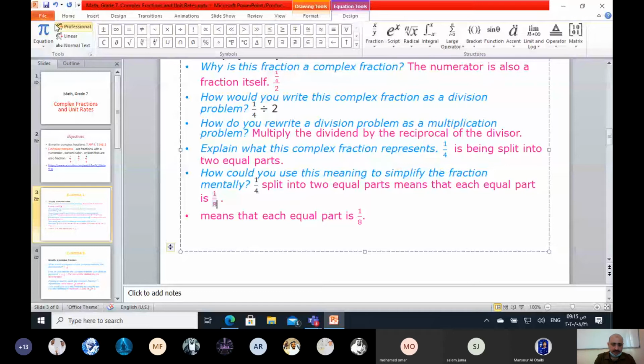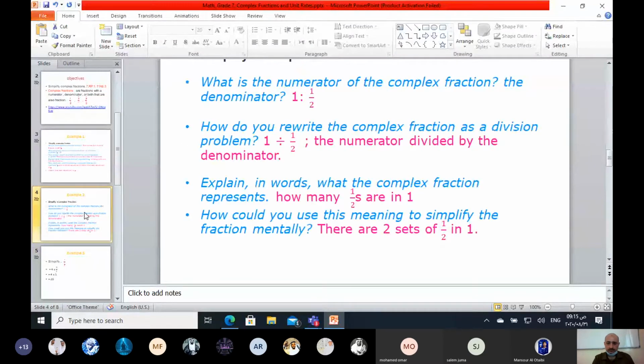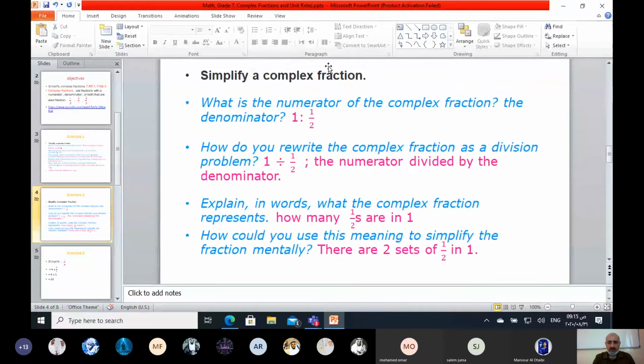This example mentally. And this example also mentally.